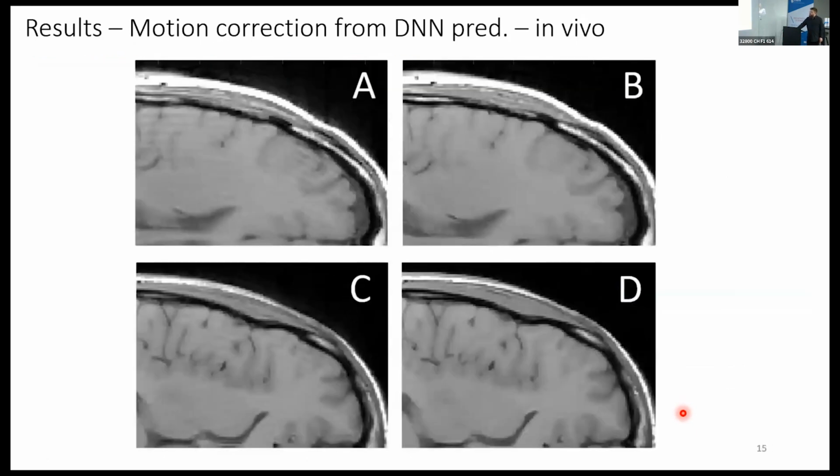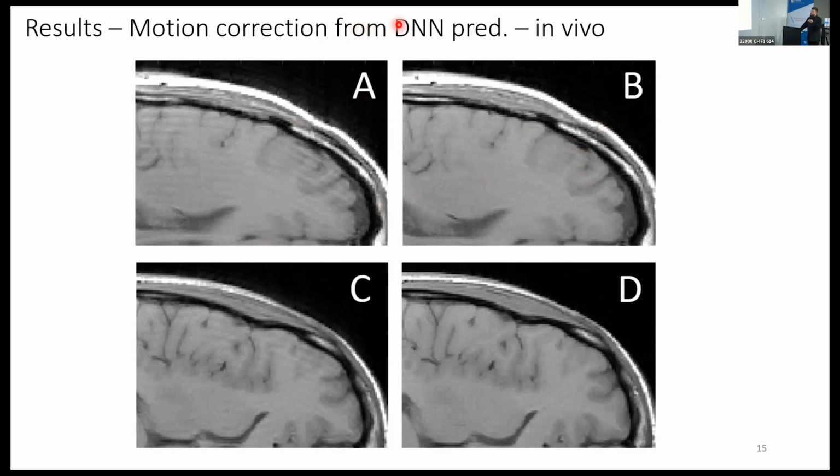Now for the in vivo results. For slices A and C, we zoomed on a region of the brain for 2 different subjects. We used the most anatomically similar slices for 2 different subjects that performed motion according to the Shoko protocol. It was around 3 degrees. And in B, you have the corrected version.